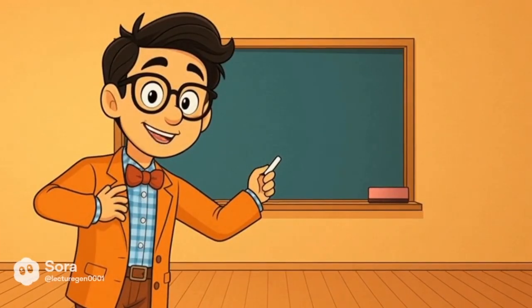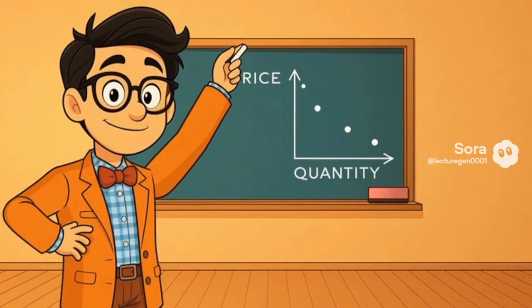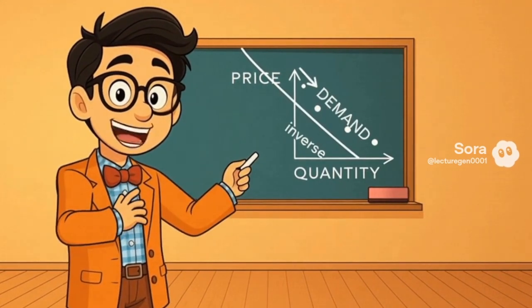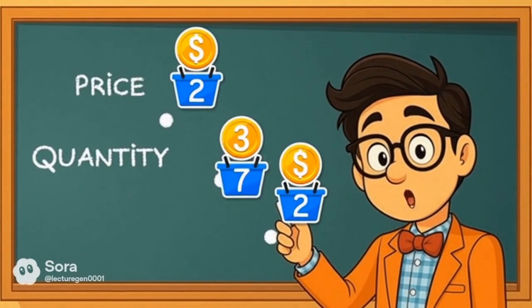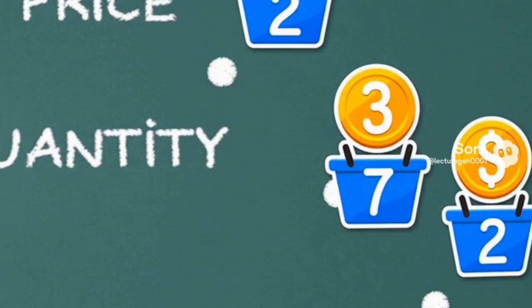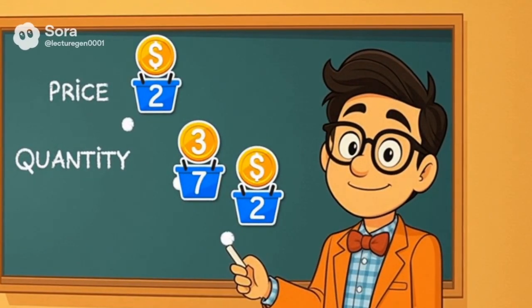We can graph this relationship, price on the vertical axis, quantity on the horizontal. The demand curve slopes downward from left to right, showing that inverse relationship. Each point on the demand curve represents a specific price and quantity combination, what consumers choose to buy at that price, holding everything else constant.